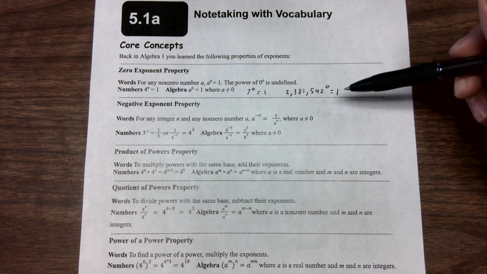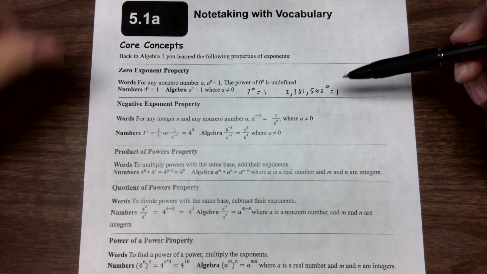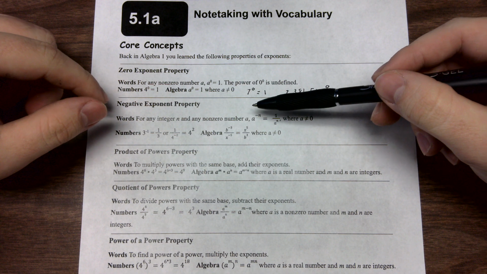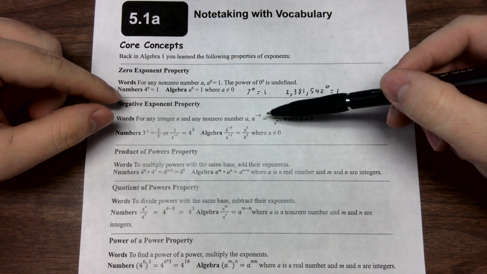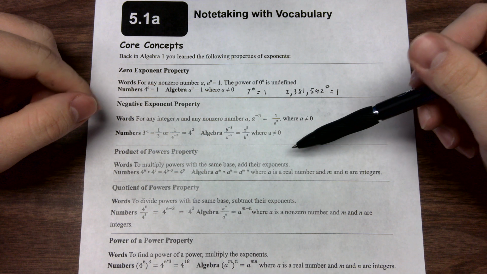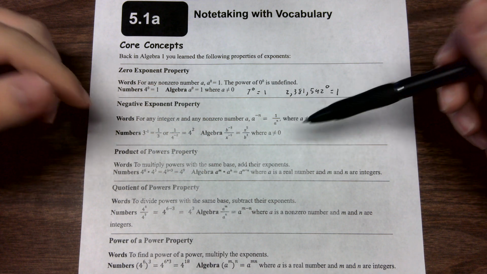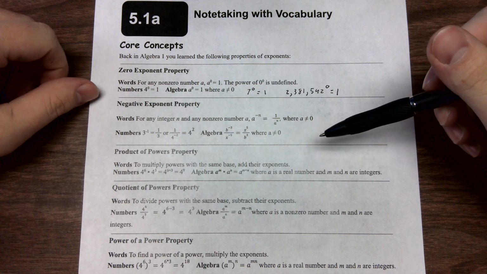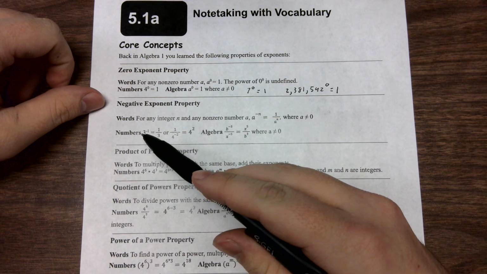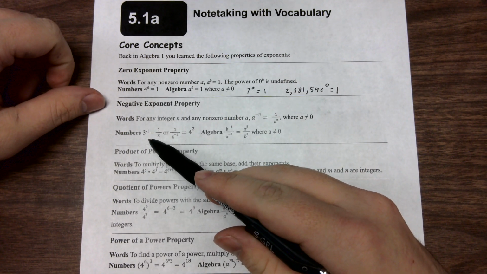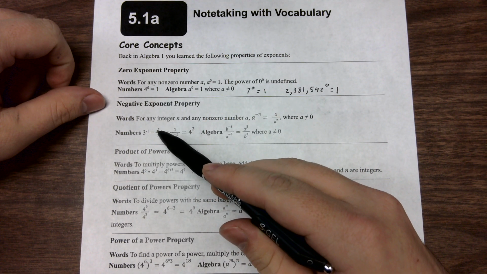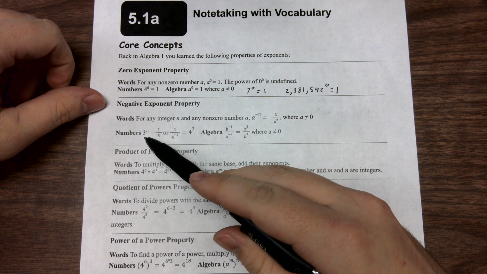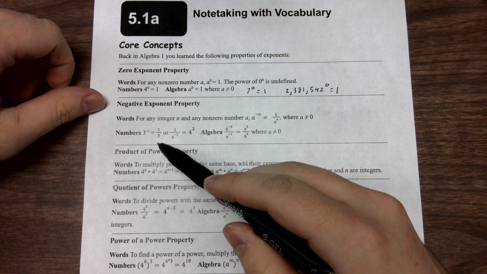The next one we have is the negative exponent property. For any integer n and any non-zero number a, if we take a to the negative n power, it's going to be equal to 1 over a to the n. So for example, we could have 3. If I take it to a negative power, it's going to become 1 over 3 to that positive power. It turns the power positive and makes it a fraction.